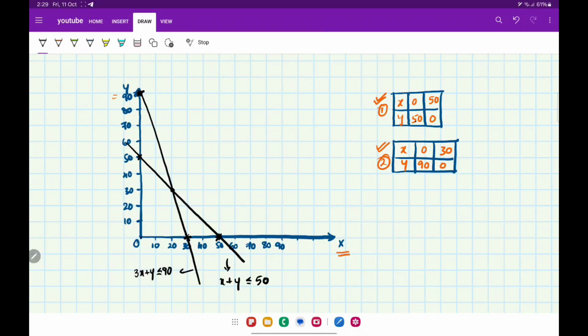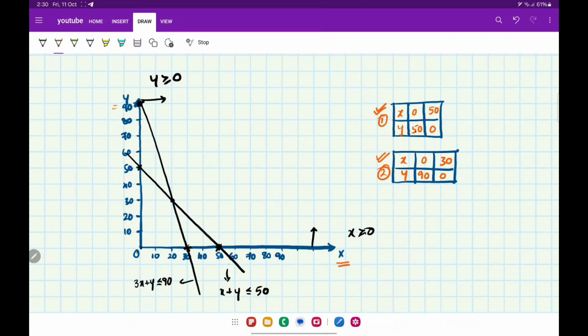Now it's time for the non-negative constraints. What are non-negative constraints? You will have x greater than or equal to 0, which comes on the upper side of the x-axis, and y greater than or equal to 0, which comes on this side of the y-axis. Since for the first constraint we have x plus y less than or equal to 50, we will have all the solutions which are below this line. It means you have to take the region below this line. If it had been greater than or equal to 50, it would be the region above this line. So this is the solution for the first constraint.